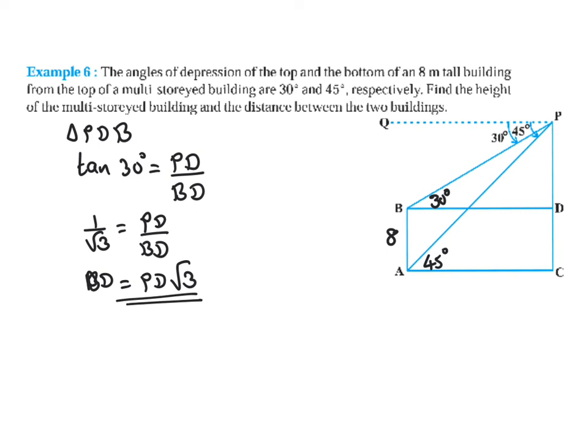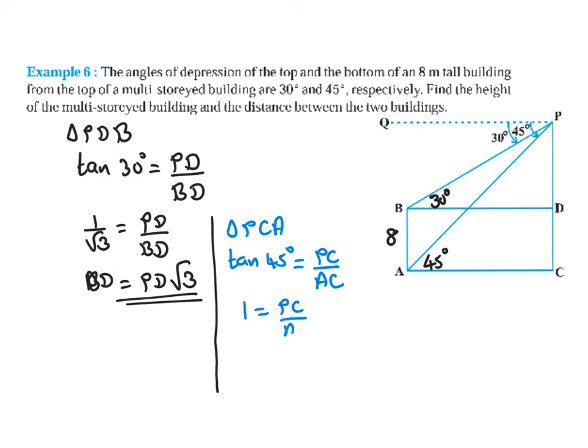Let's keep it aside. Now let's come to the triangle PAC or PCA, whatever. So if we come to the triangle PCA, tan 45 degrees is going to be equal to the opposite side, which is PC, over adjacent side, which is AC. What is tan 45? It is 1. So 1 is equal to PC over AC, which implies PC is equal to AC.